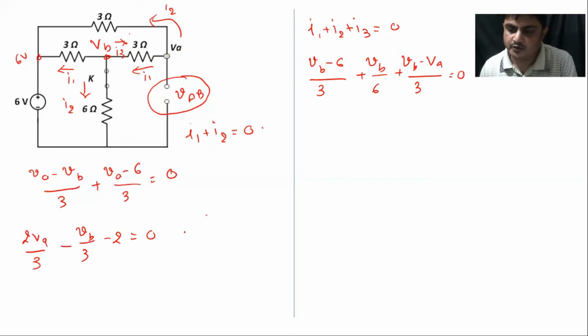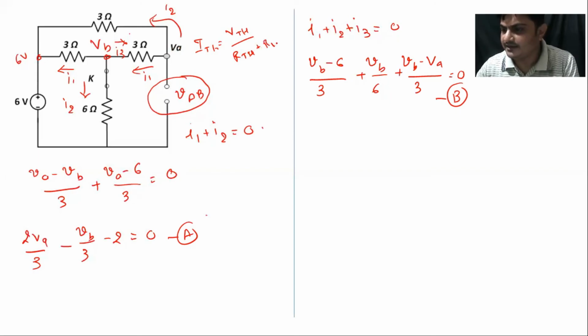So now I am having two equations. Let me mark this as equation A, and this as equation B. If I solve these two equations, I will get the potential difference, and then I know I Thevenin, that is V Thevenin divided by R Thevenin plus RL, but RL is 0 right now, and we already have a value of R Thevenin. So let us focus on V Thevenin, that is the potential between VA and VB. Let me simplify this.